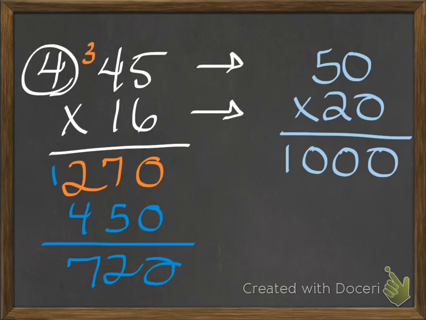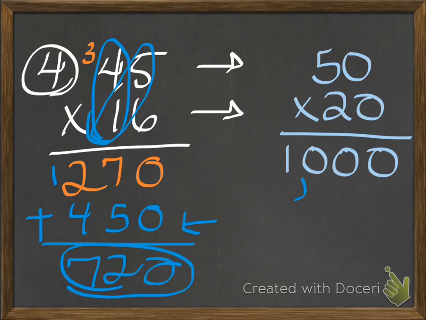Okay, I rounded 45 up to 50. 16 I rounded to 20, and then I got the answer of 1,000 as my estimate. Now I'm ready to actually multiply. I multiplied the digit in the ones place first and got 270. Then I multiplied the digit in the tens place, and I got 450. I added those together to get 720 as my final answer, which is pretty close to 1,000.